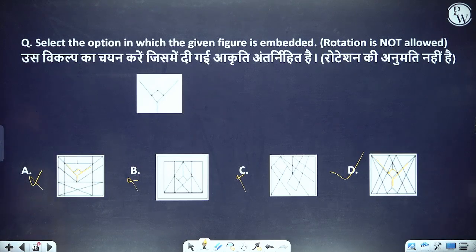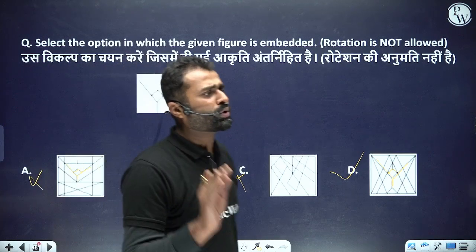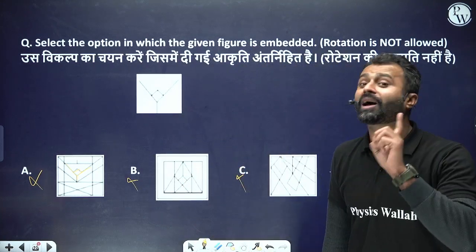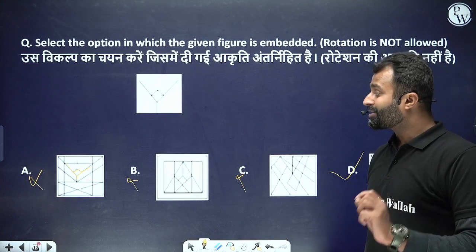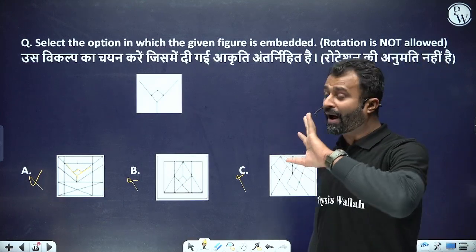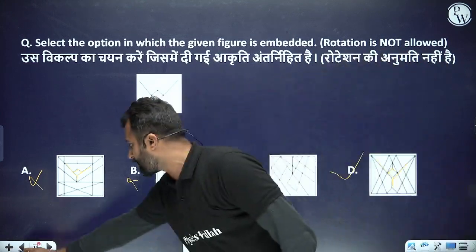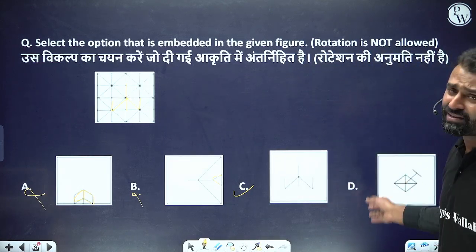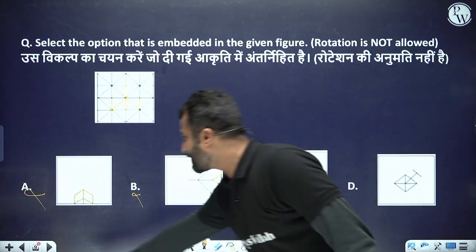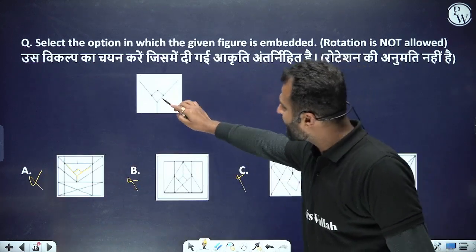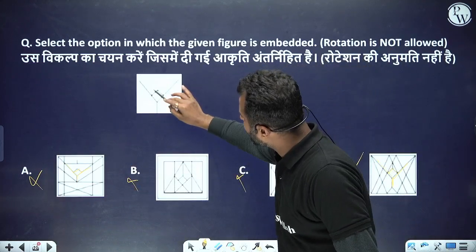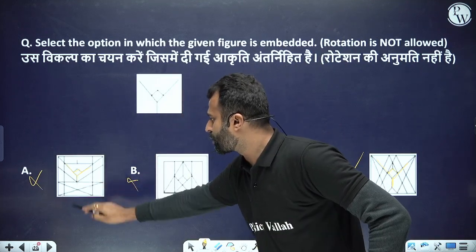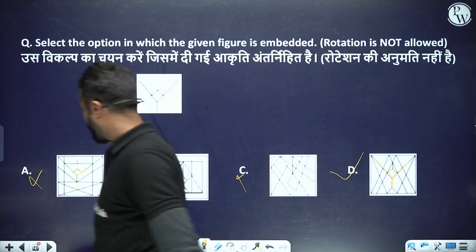It may happen in your examination. Every time it won't happen. Har baar aisa nahi hoga, but haan, kabhi kabhi aisa ho sakta hai. If you are 100% satisfied, like in the previous question, I was 100% satisfied that yes, absolutely C is the right answer. That is the reason I was not going for D. But here I was a bit confused because of this line and the gap between. This is a 90 degree angle. This line was smaller, this was not going downward. That is the reason I went for D option as well.